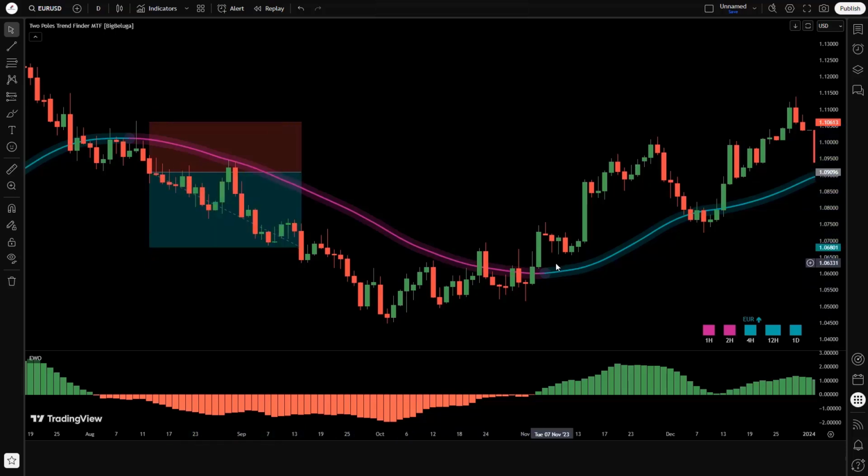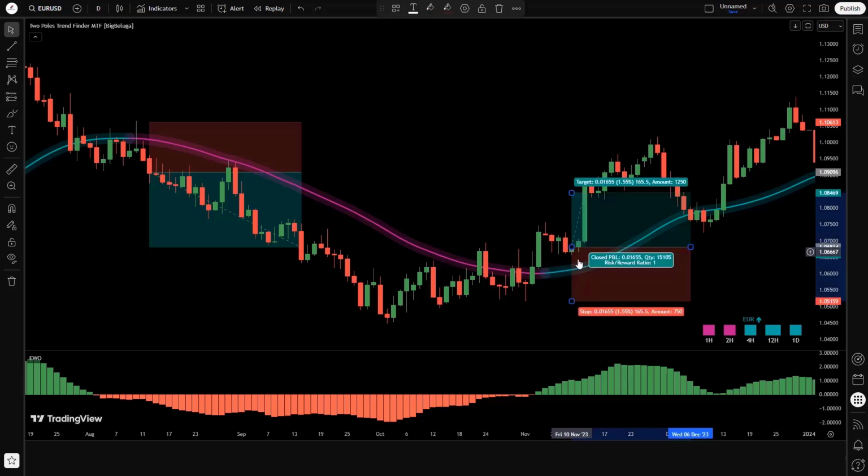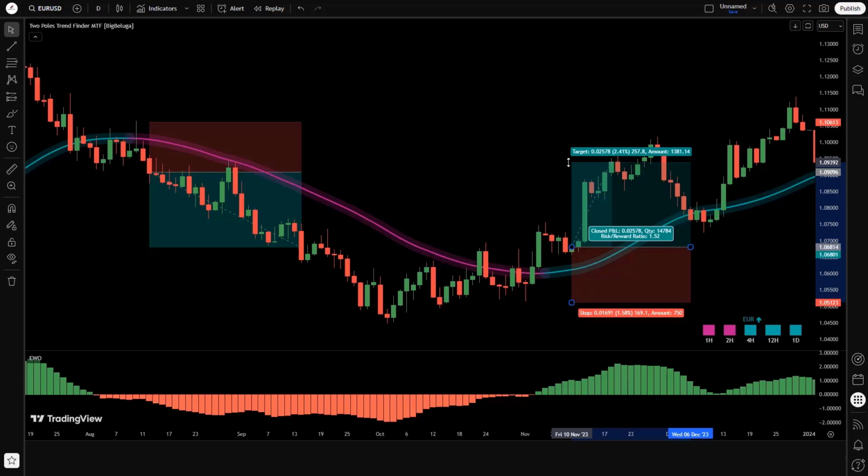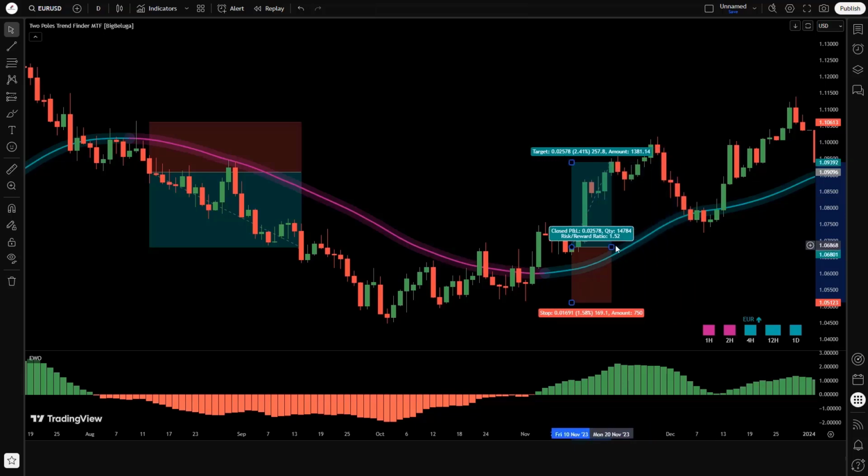Similarly, let us look at the long position. When Two Poles Trend Finder indicator has given buy signal, then Elliott Wave Oscillator indicator has formed green histogram. And the market forms bullish candle, so all these conditions are met, then we have to take buy order. And our stop loss should be placed at the previous low of the market. And the risk-reward ratio will be 1:1.5.